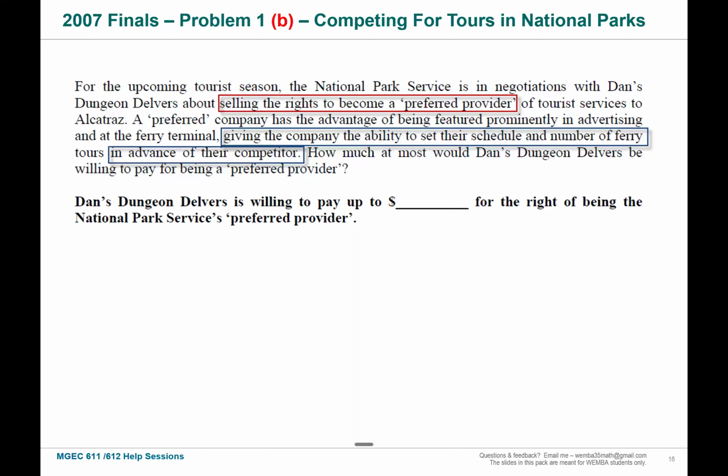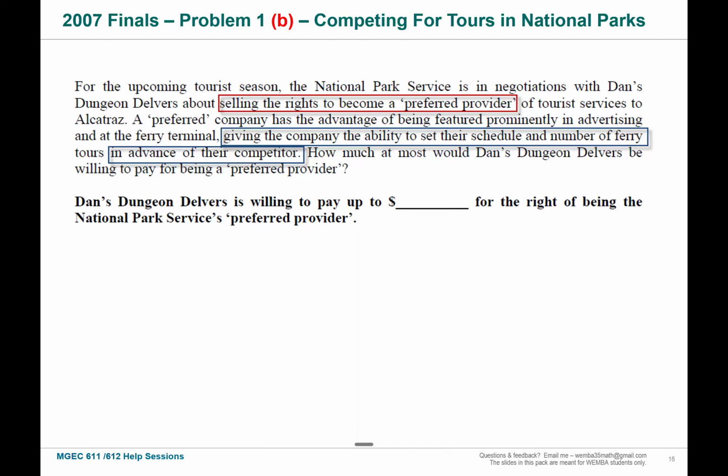So what's the question? The question says that one of the firms, Dan's Dungeon Delvers, the D firm, could become the first mover. You could become the preferred company and you will be featured prominently. So you can set your schedule and number of ferry tours in advance of the competitor. That means you can make the decision before the other party can. So in order to get that privilege, how much should you be paying for it?